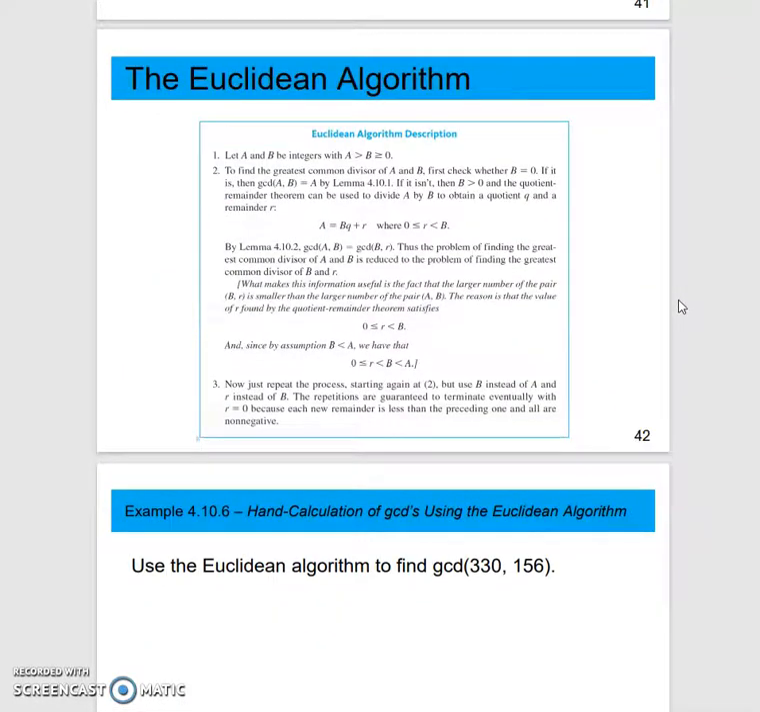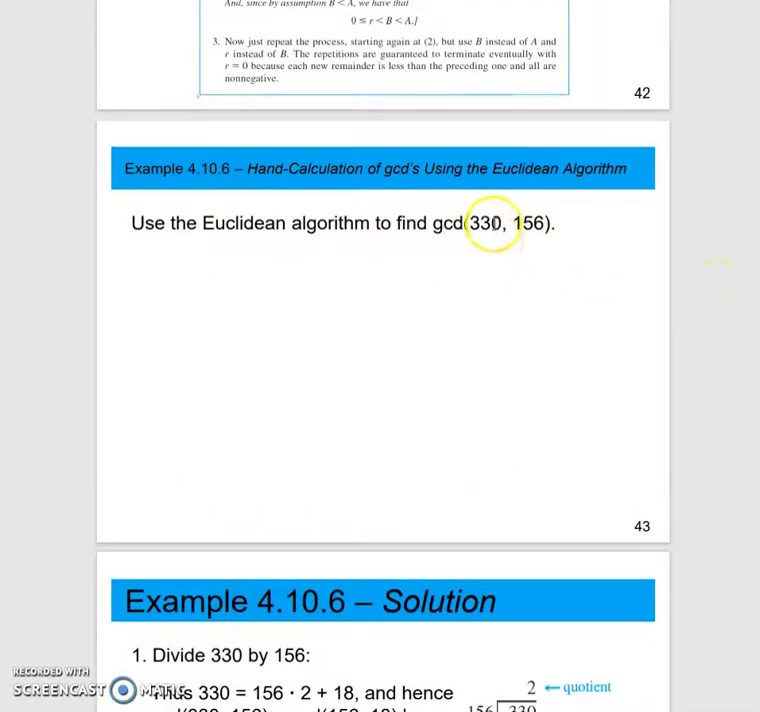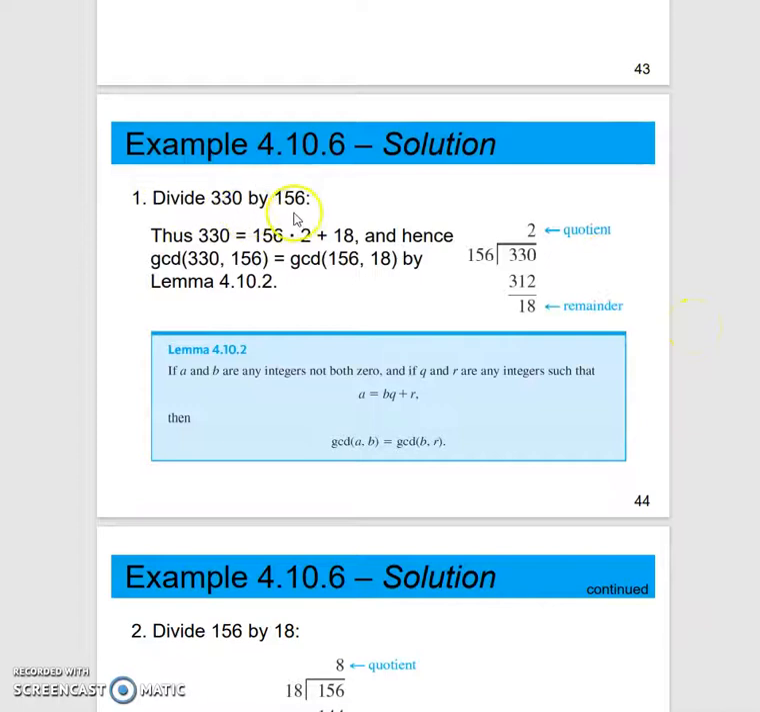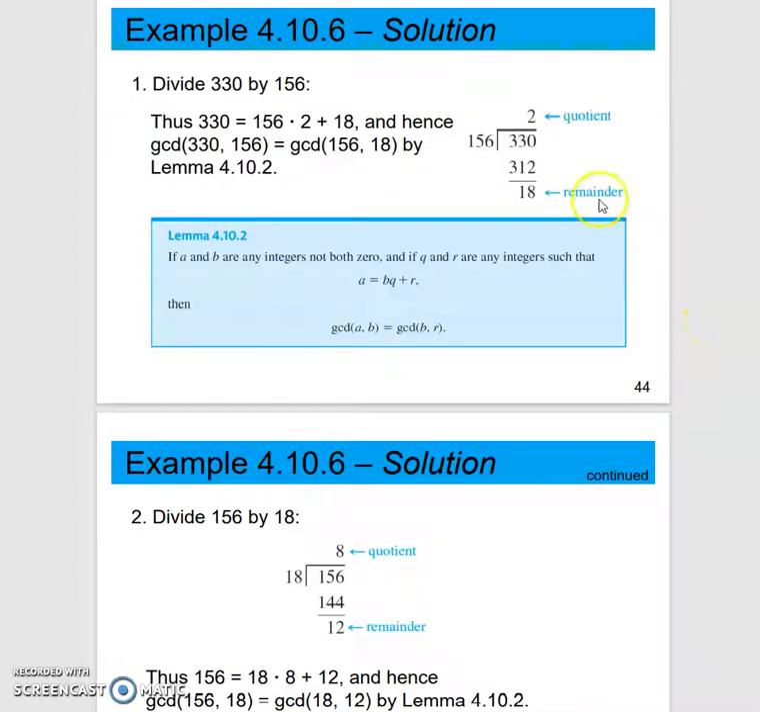All right, we talked briefly about the Euclidean algorithm. Here is a quick description of that Euclidean algorithm. Again, that is the process where I'm finding that greatest common divisor. So if we've got 330 and 156, my process, I start by dividing it. There's my quotient, there's my remainder. Here I am using that lemma that we just discussed. And I'm not low enough, so let's keep going.